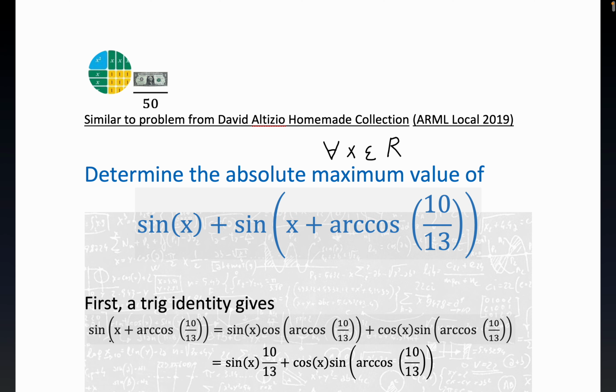This is a famous trig identity that says the sine of a plus b is equal to the sine of a times cosine b plus cosine a times sine b. Okay, you can prove that on the unit circle, I think.